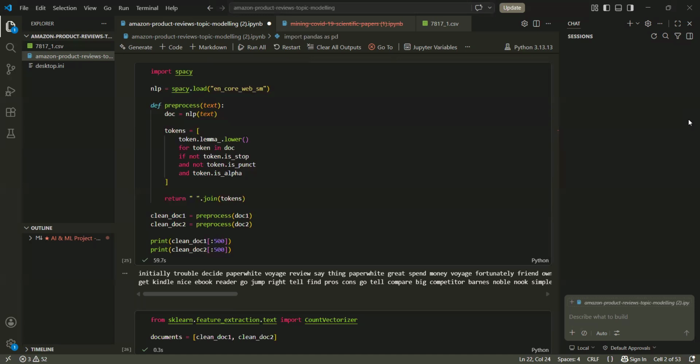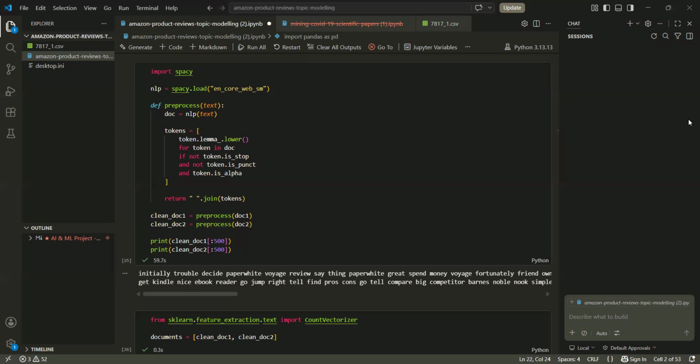Finally, lowercasing helps make the text more consistent by treating uppercase and lowercase words the same way. These processing steps help reduce noise and prepare the documents for vectorization.